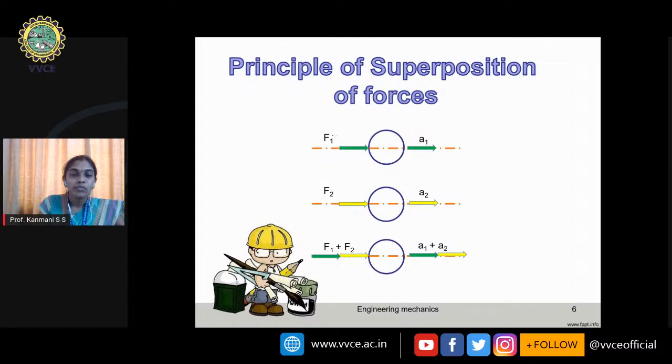It is very similar to physical independence. Force F1 creates A1, force F2 creates effect A2. When these two forces are together added on a rigid body, they create an effect which is equal to the sum of the effects created by each individual force. I repeat, the total net effect acting on a body is equal to the sum of the effects created by each individual force. This is the principle of superposition of forces.